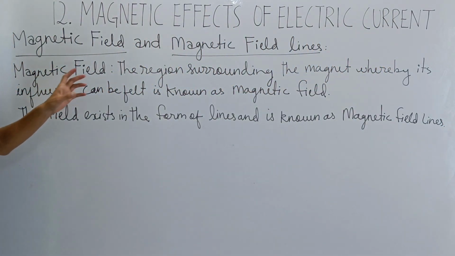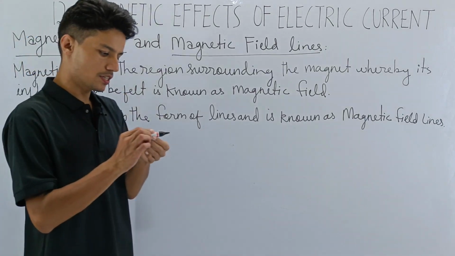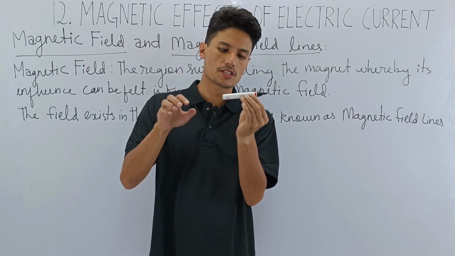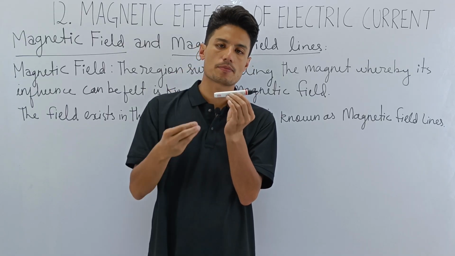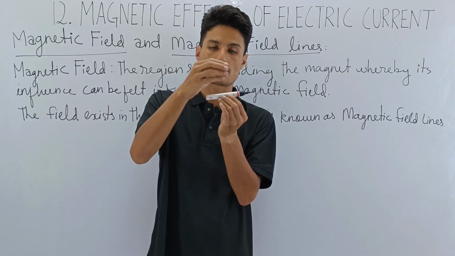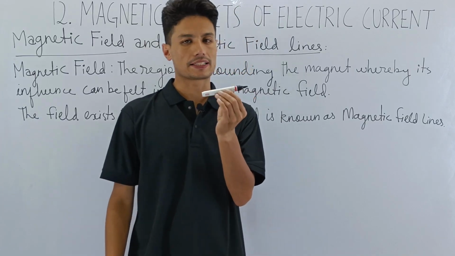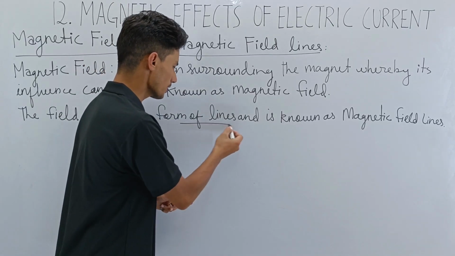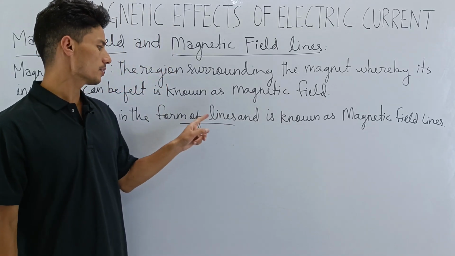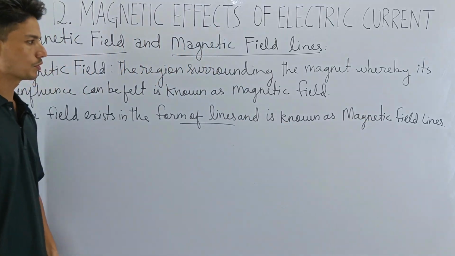So the region surrounding the magnet whereby its influence can be felt is known as magnetic field. Imagine this is the magnet, and the region surrounding it where its attraction or its repulsion can be felt by an object kept nearby will be called magnetic field. And the field exists in the form of lines. After careful observation and study, scientists have concluded that the field exists in the form of lines and is known as magnetic field lines. We'll discuss more on this.